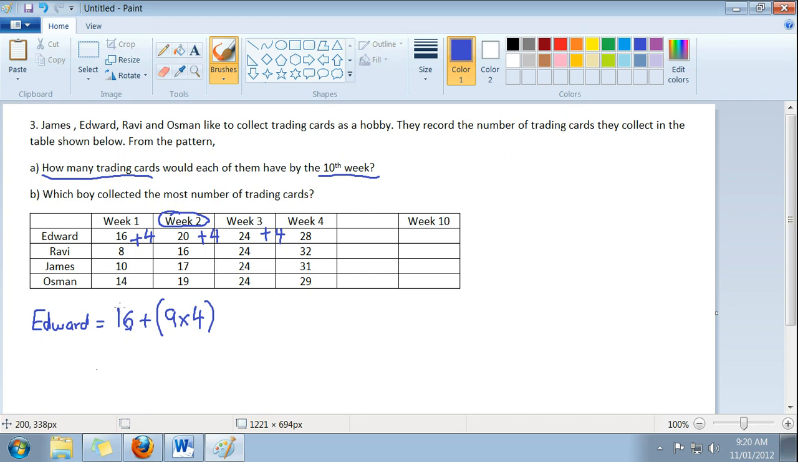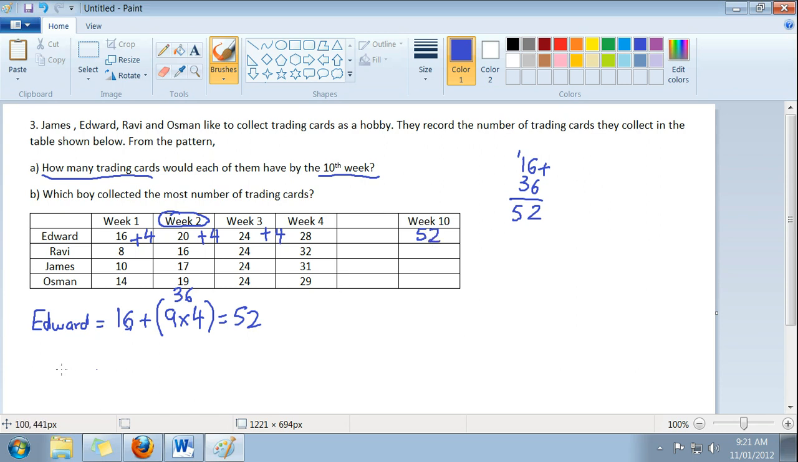So in other words, for us to get to week 10, all we have to do is add 16 to 9 times 4. 9 times 4 is 36. Okay, so 16 plus 36. We'll do it here. 6 plus 6 is 12. The 1 goes here. 1 plus 1 is 2 plus 3 is 5. So the answer is 52. So Edward in 10 weeks gets 52 trading cards.